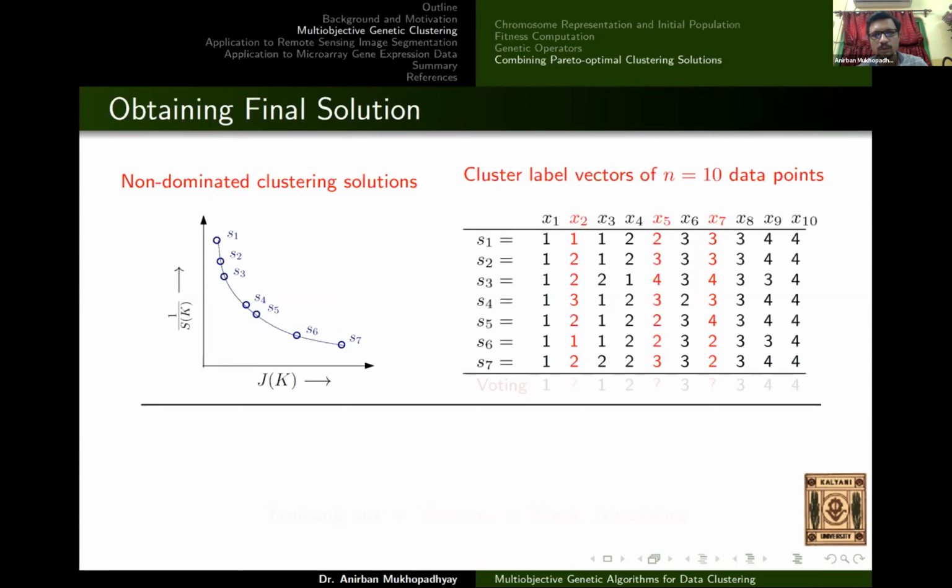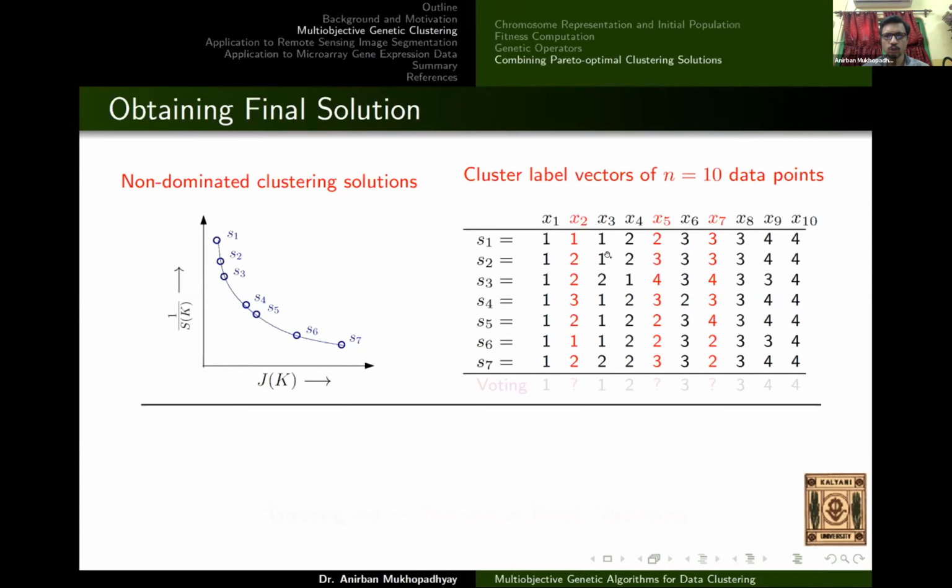This is just an example. Suppose we have 10 data points that we are going to cluster, and these are the 7 clustering solutions that we have received in the final generation, the rank 1 solutions. These solutions look like this. You see that solution 1 says that point x1 goes to cluster 1, point x2 goes to cluster 1, point x3 also goes to cluster 1, point x4 goes to cluster 2, x5 goes to cluster 2, and so on.